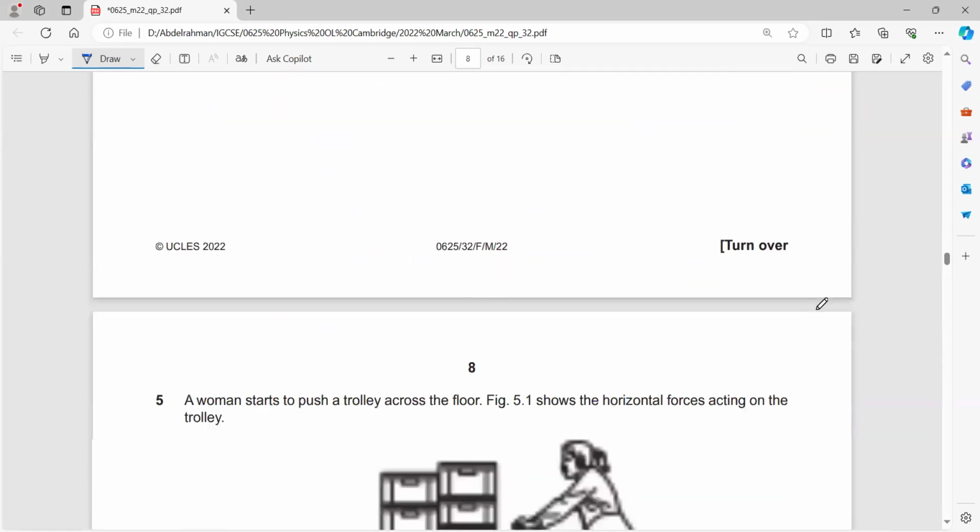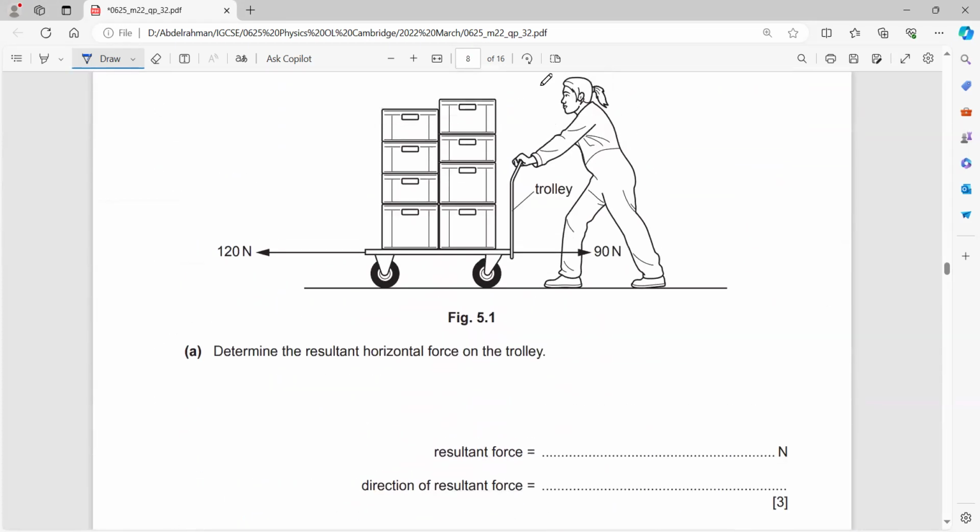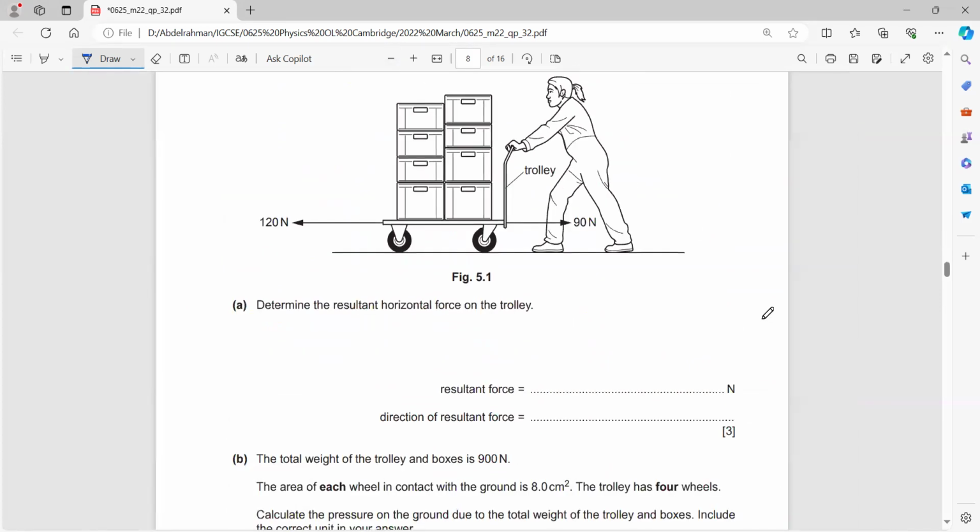Yeah, moving on. Determine the resultant force. Resultant force would be 120 minus 90, which is 30, to the left.